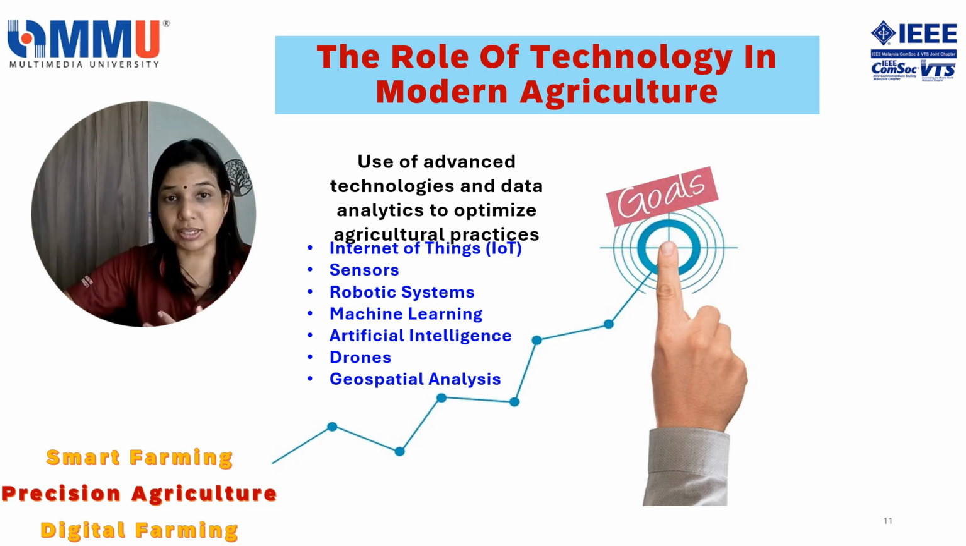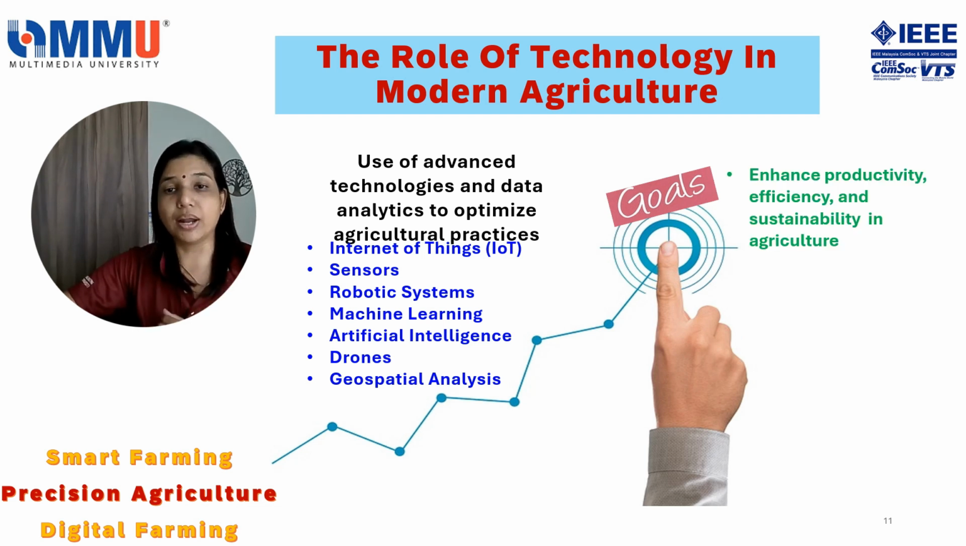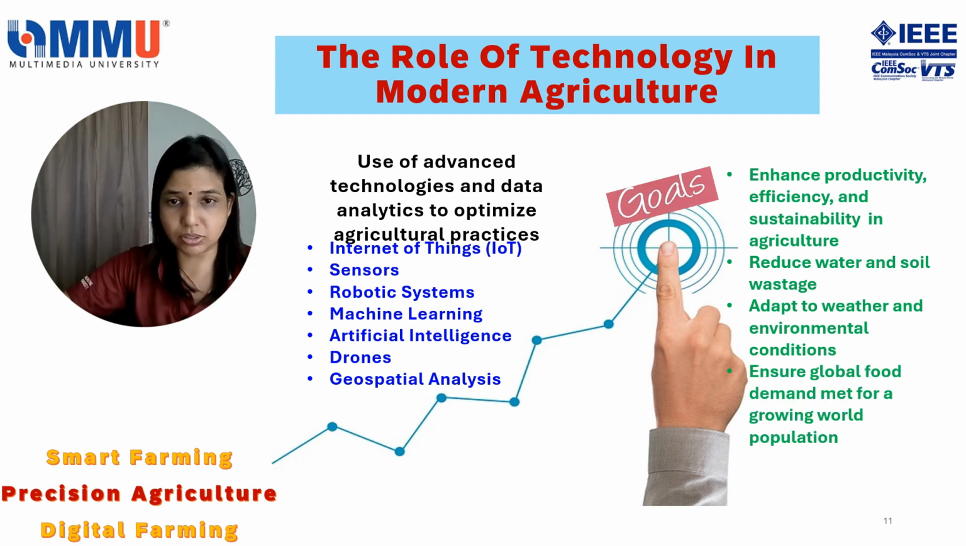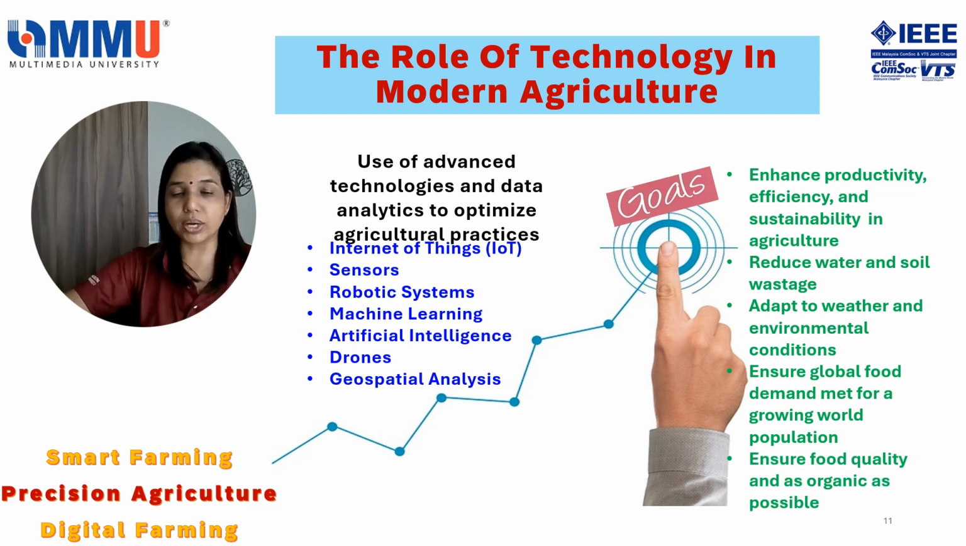The intention of integrating modern technology into modern agriculture is to enhance productivity, efficiency, and to ensure sustainability in agriculture, reduce water and soil wastage, and to adapt to weather and environmental conditions. In this way, on a large scale, we can ensure global food demand is met for a growing world population, and ensure that the food that is sent out to everyone is of good quality and as free from pesticide as possible.